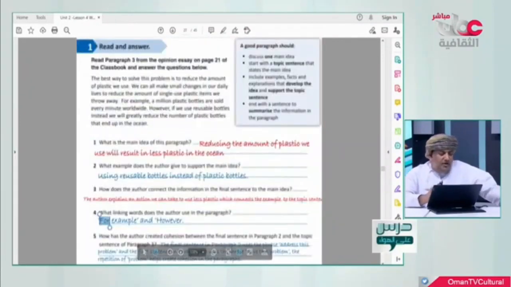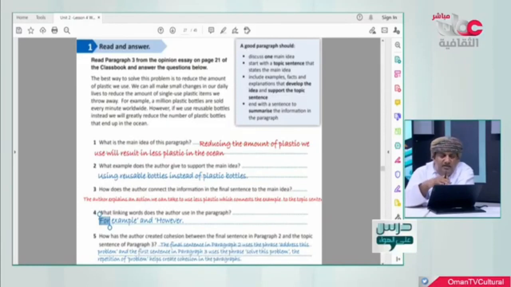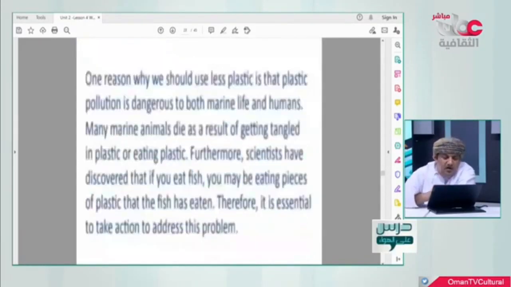So let's look. Yes, the final sentence in paragraph 2 uses the phrase address this problem in the first part, and he connects it with to solve this problem in the first paragraph, in the first topic sentence. Okay, now let's look at this paragraph again.